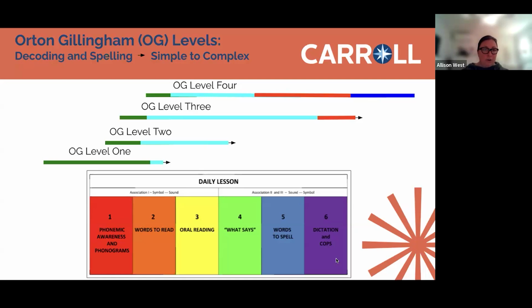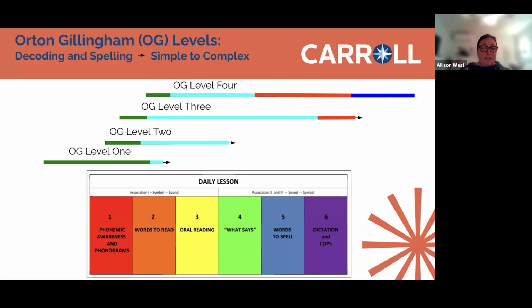Now, all OG tutorials across all three divisions are working on building decoding and encoding together, moving from simple to complex stages. Now, this 6-step lesson plan format noted at the bottom of the screen here illustrates the progression of a lesson from starting with that phonemic awareness and the phonograms and moving through words to read, oral reading, shifting to the encoding, what says, words to spell, all the way through the dictation of words and sentences, and ultimately asking students to edit using caps.